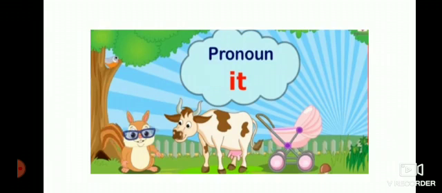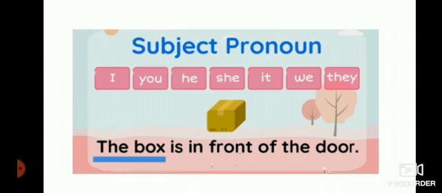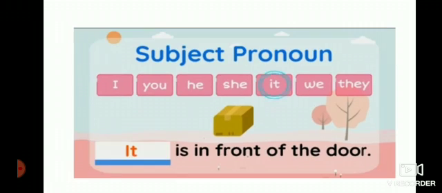It is used for an animal, thing or a bird, and it is also singular. Okay. It is my pet. The box is in front of the door. The box. Is it a thing or an animal or a person? Yeah, box is a thing. So what do we write? It. So, it is in front of the door. So it is used for an animal, thing and non-living being. For that you have to use it.